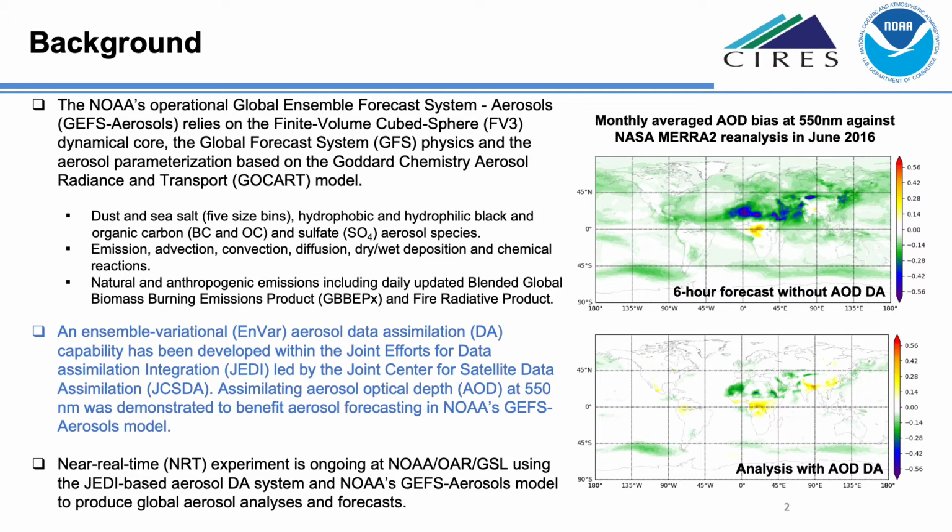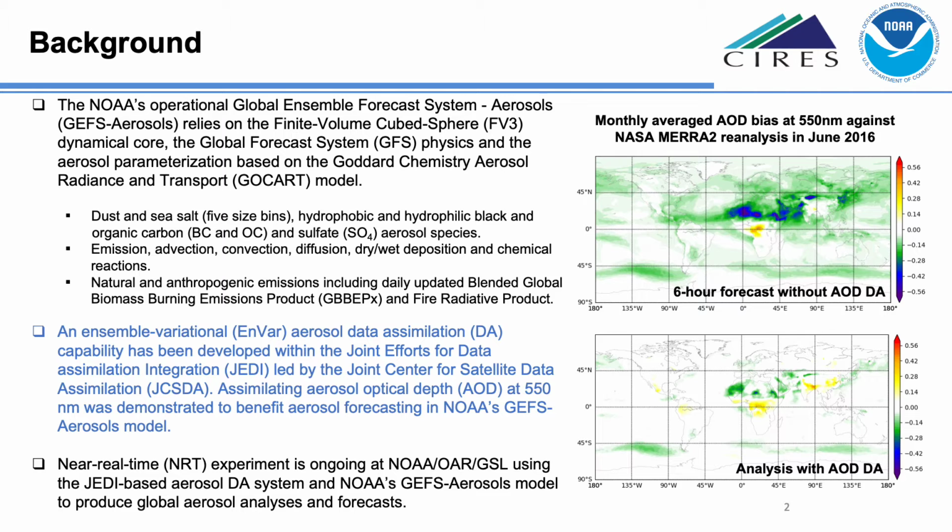Here is some background information. NOAA's operational Global Ensemble Forecast System aerosols, GEFS-Aerosols, relies on the FV3 dynamic core and GFS physics. The aerosol parameterization is based on the GOCART model, the Goddard Chemistry Aerosol Radiation and Transport model. There are a total of 15 aerosol species in this model, that is, dust and sea salt with 5 size bins, hydrophobic and hydrophilic black and organic carbon, and sulfate aerosol species.